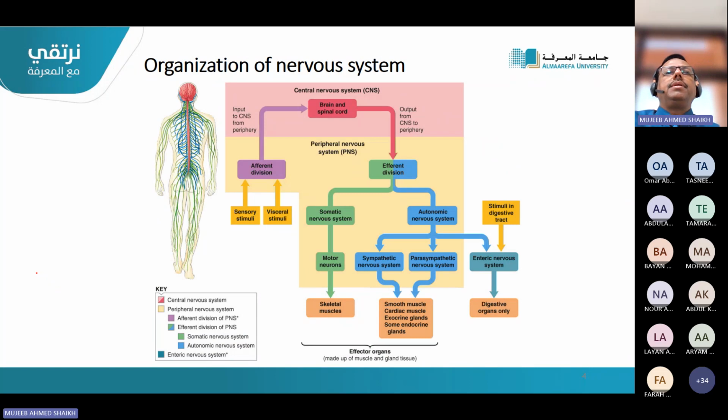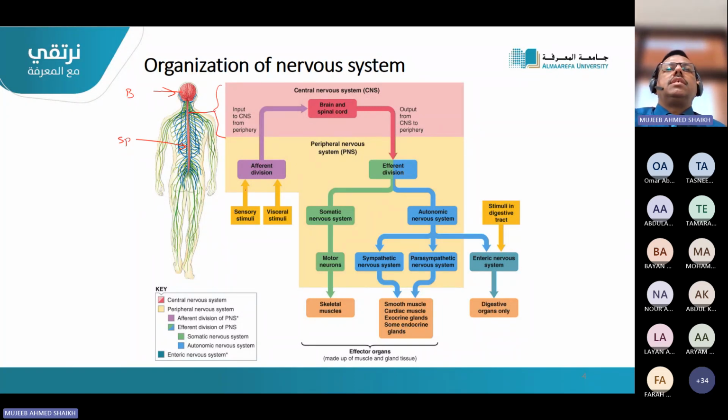This is the diagrammatic representation of the nervous system. Here in the pink, you will see the picture, that is the brain, and attached to the brain down into the vertebral column is the spinal cord. The spinal cord and brain together comprise what we call the central nervous system.